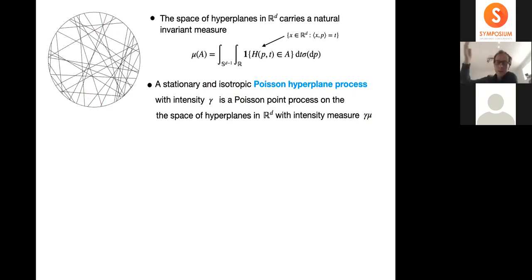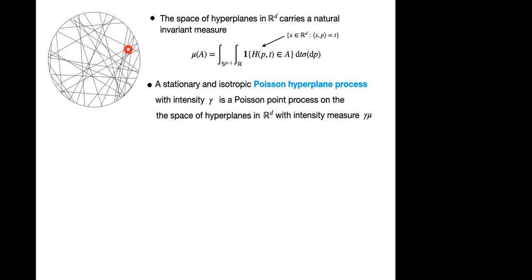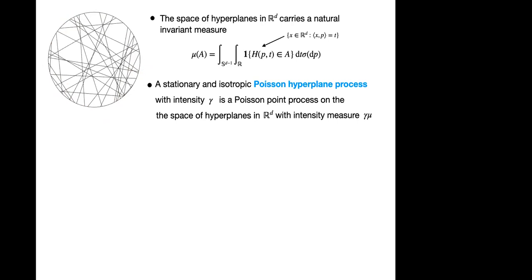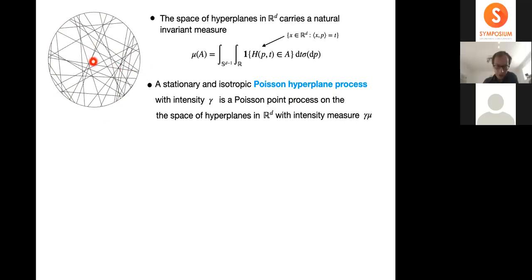So you have infinitely many hyperplanes distributed all over your space in a uniform way, because if you look at these hyperplanes through a spherical window like here, then regardless of where your window is sitting in space, the distribution of this picture doesn't change. It always looks like this. And these random hyperplanes obviously dissect the space into random polytopes. These are the cells of this hyperplane tessellation.